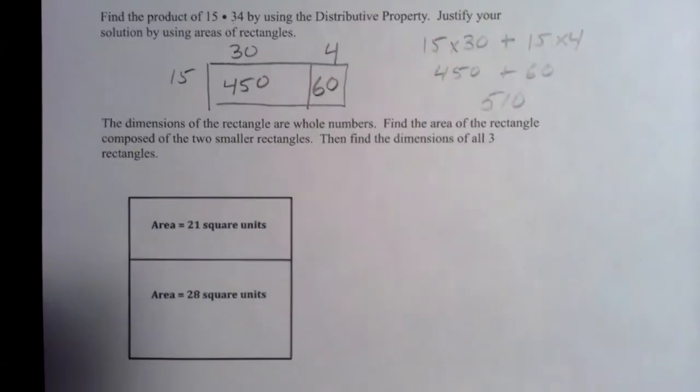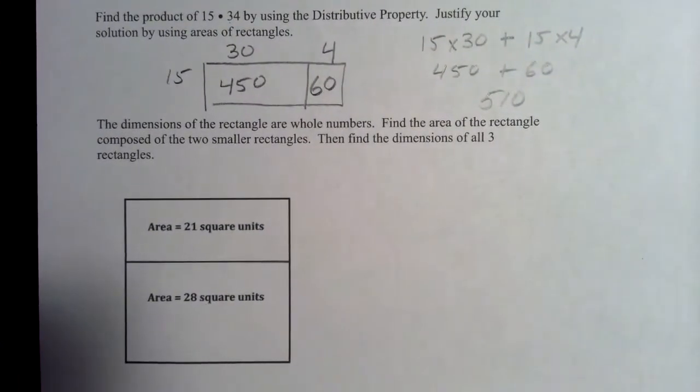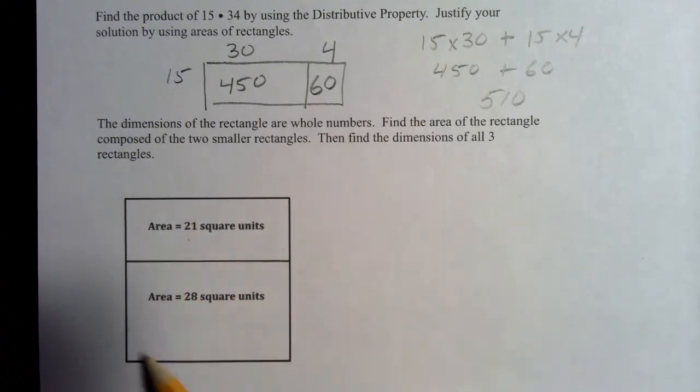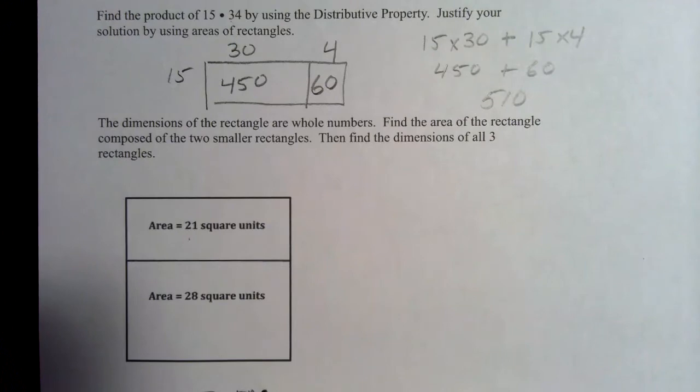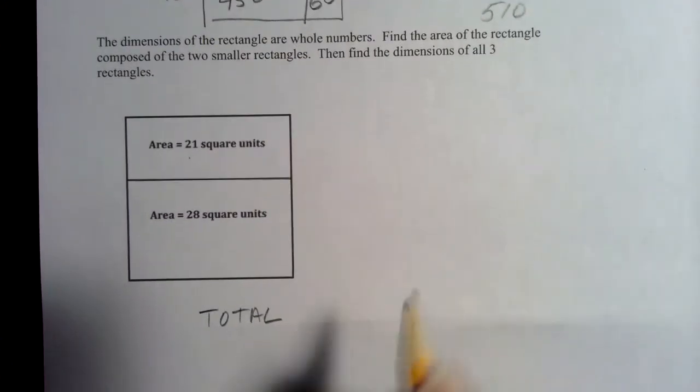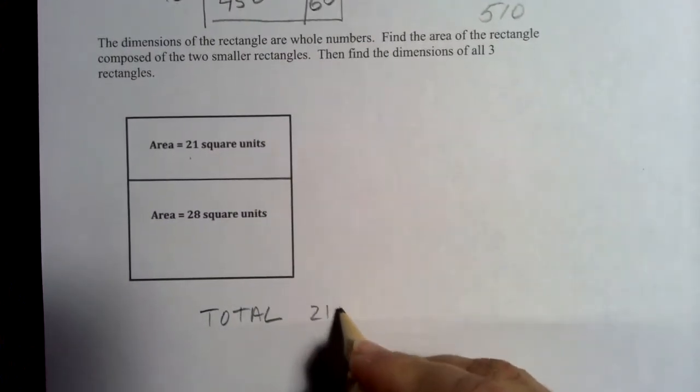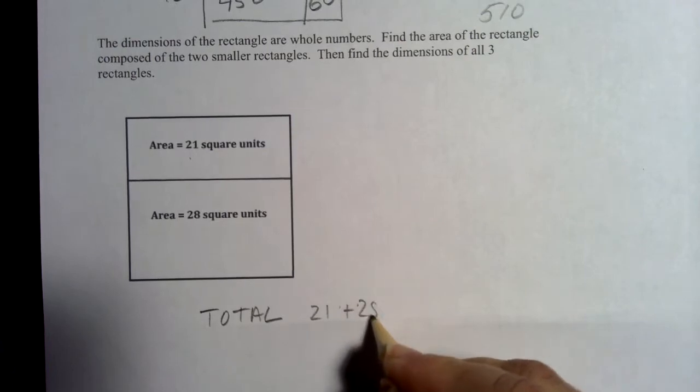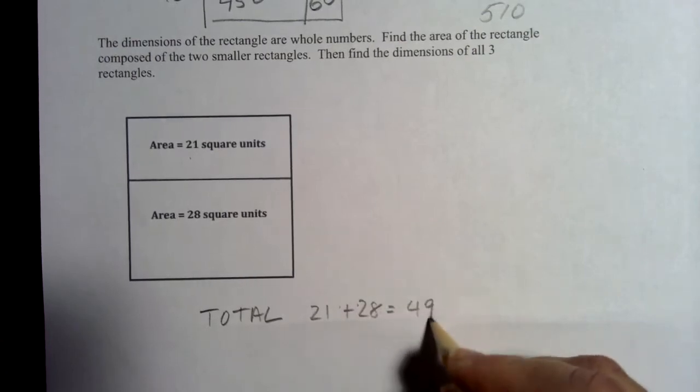Okay, let's look at the next situation. The dimensions of the rectangle are whole numbers. Find the area of the rectangle composed of the 2 smaller rectangles, then find the dimensions of all 3 rectangles. Well, they're given the area, so the total area of everything would just be to add 21 plus 28. Okay, and that would be 49.